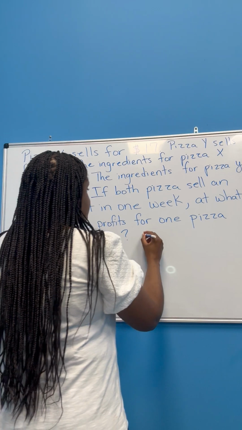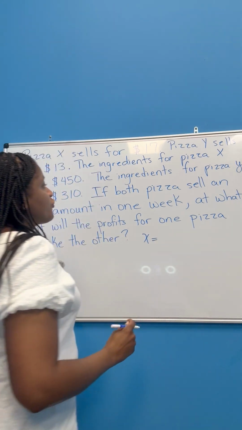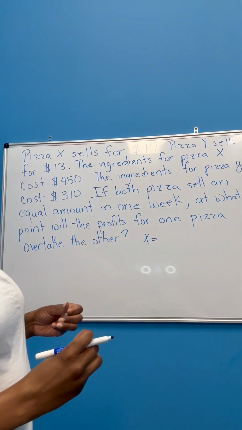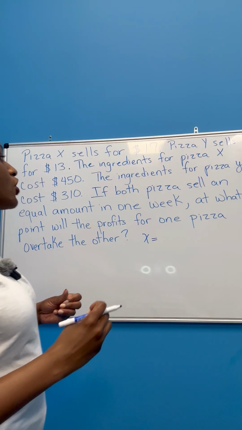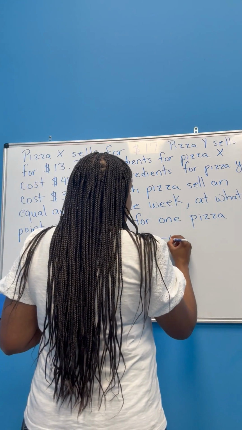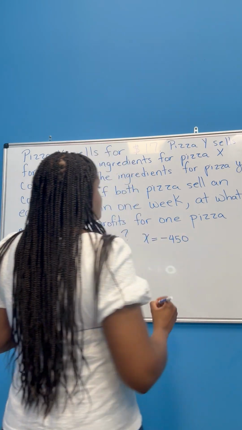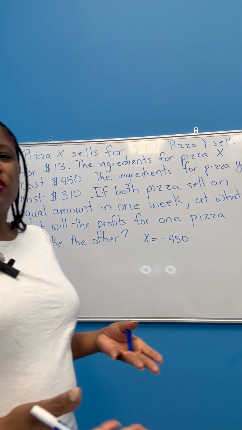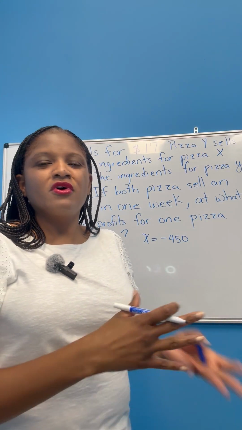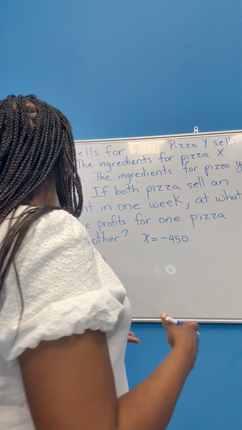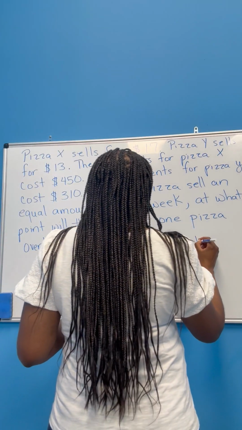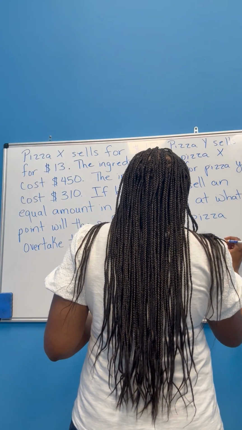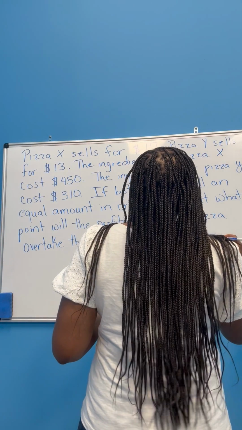So we have pizza X. If we're thinking about profits, it's going to be your cost. So we'll think negative 450. That's how much pizza X cost. You pay up front, you buy all your ingredients. So you're already $450 in the hole. But you're going to sell it for $17 each.